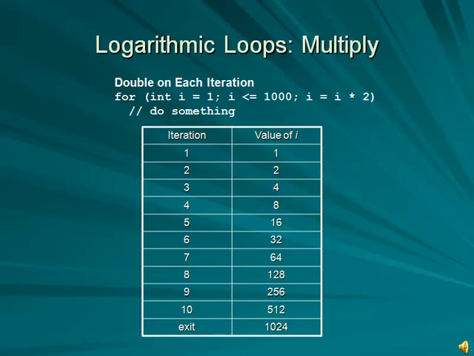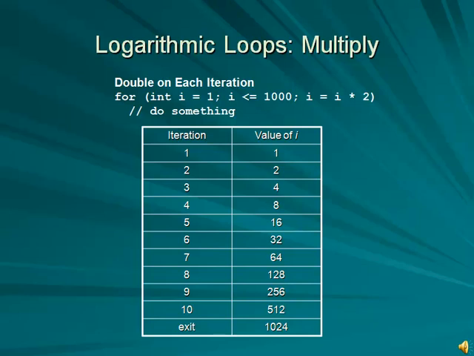Again, our goal is 1,000. That is, n is 1,000. Again, we start at 1, but this time the loop doubles the counter variable I on each iteration. Notice the big difference from our linear loops. Here, after 10 iterations, the value of I has surpassed 1,000. In fact, it is 1,024.